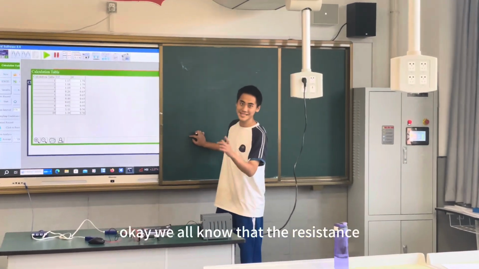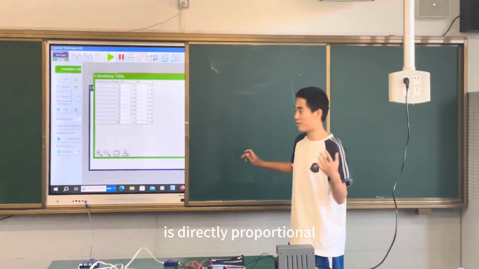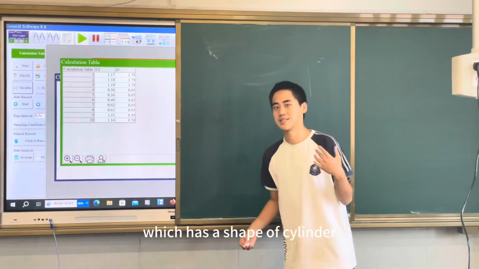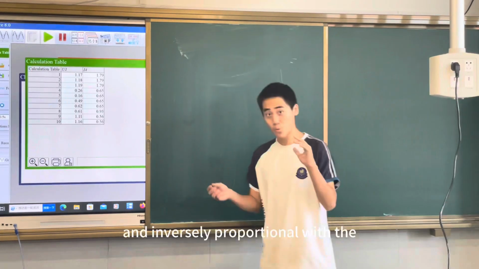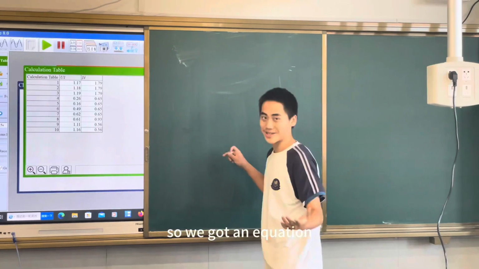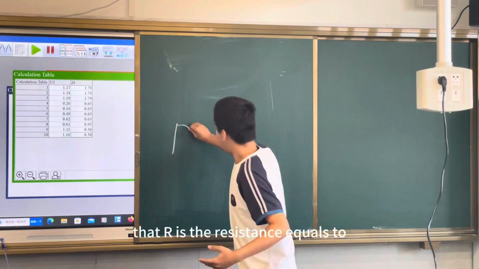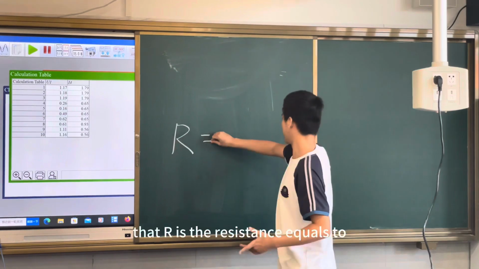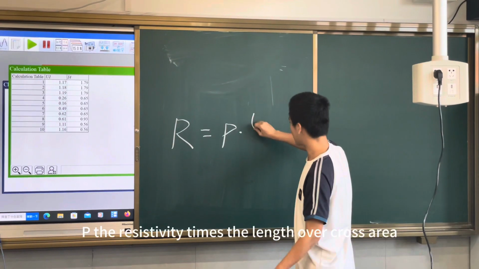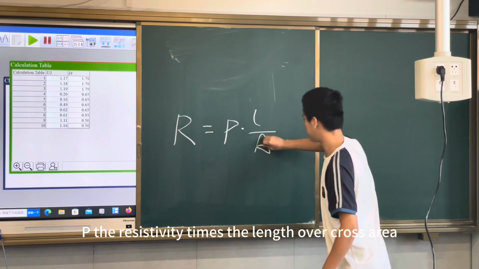Okay, we all know that the resistance is directly proportional to the length of the wire conductor, which has the shape of a cylinder, and inversely proportional to the cross area of the wire. So we got an equation: R, the resistance, equals ρ, the resistivity, times the length over the cross area.